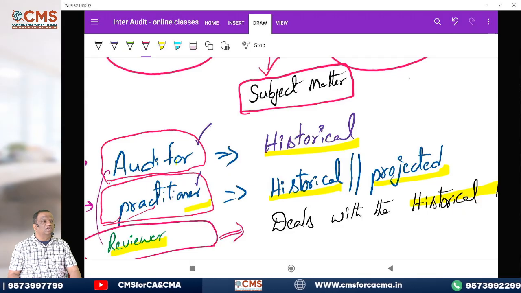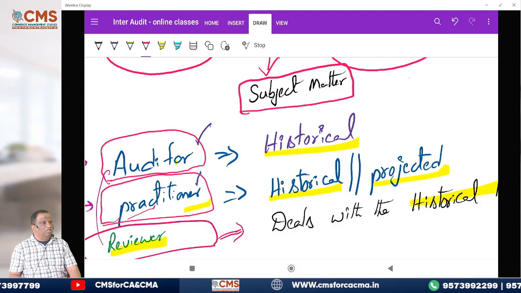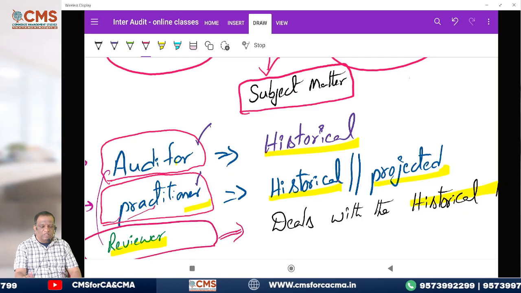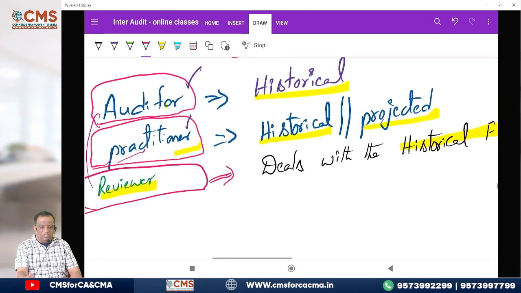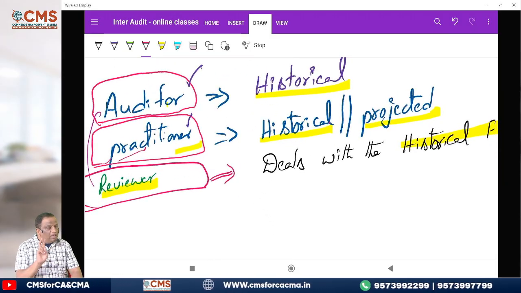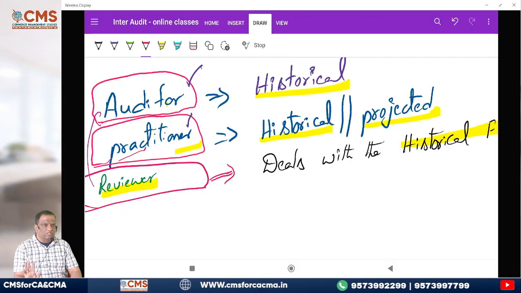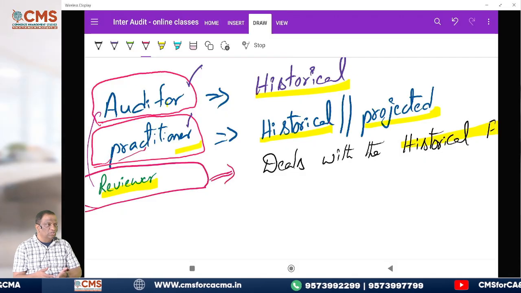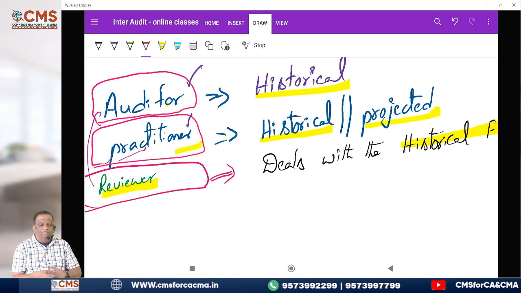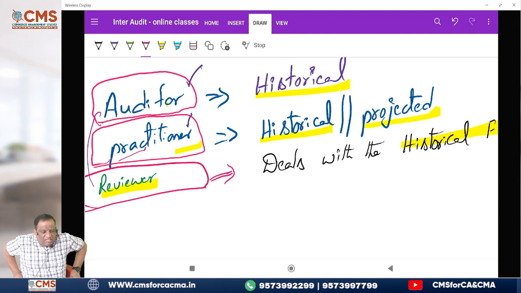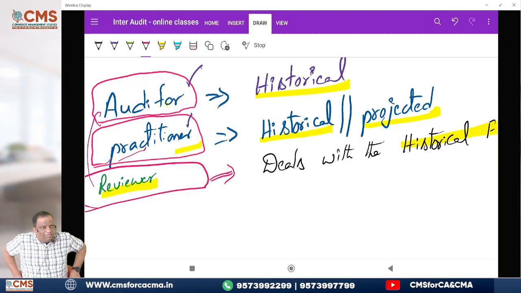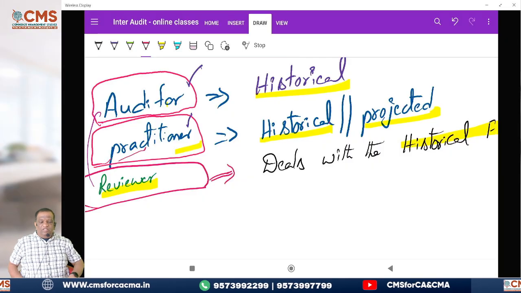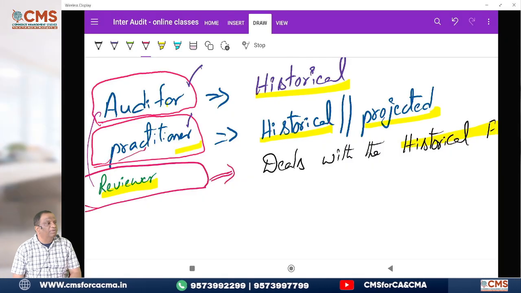So, that is the difference between the auditor and the practitioner. And this chart that you are seeing now is asking the latest form of 2 marks questions. That is, who would be dealing with the projected matters and who would be dealing with the historical matters. With the historical matters, auditor and the practitioner, both of them will deal. But with the projected ones, it is only the practitioner who would deal.